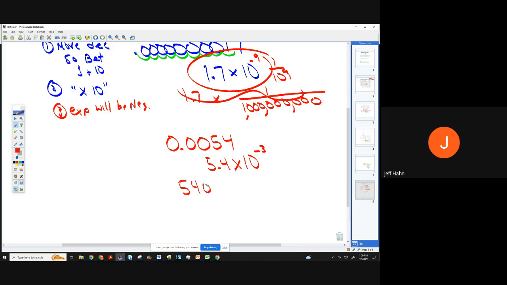For this number, what is 54,000 in scientific notation? It would be 5.4 times 10 to the, no, 4. 1, 2, 3, 4. Negative exponents are for decimals. Let's see what else is here. So I suppose we should do this too.